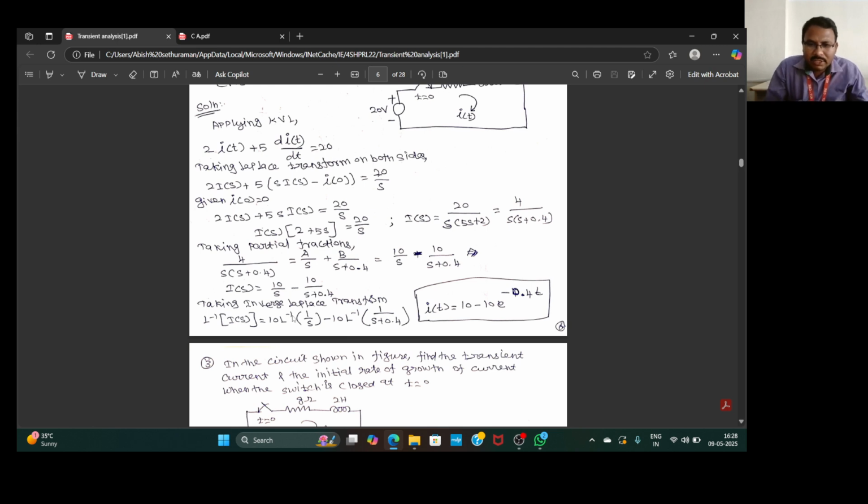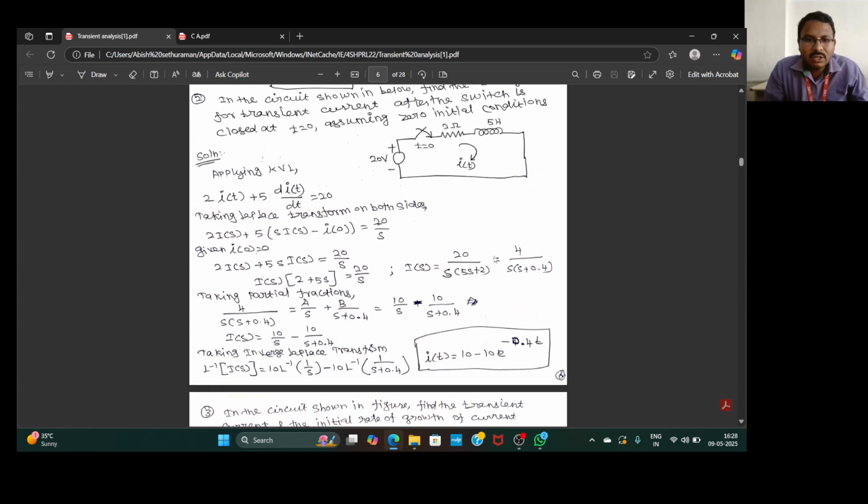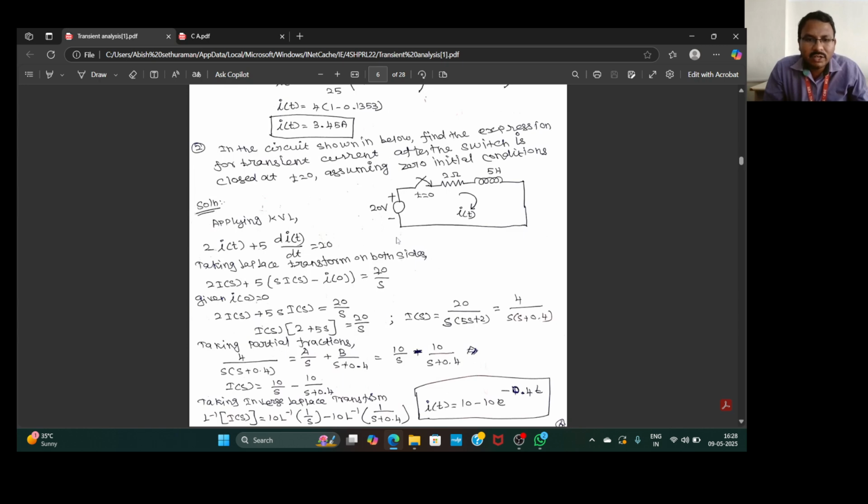Then the next and final step is taking the inverse Laplace transform. So L inverse of I of s equals 10 into 1 by s minus 10 into 1 divided by s plus 0.4. These are the basic formulas we are applying, the Laplace transform equations. So the final equation, I of t equals 10 minus 10 e power minus 0.4 t, is the final answer for the current value we have obtained based on the condition.